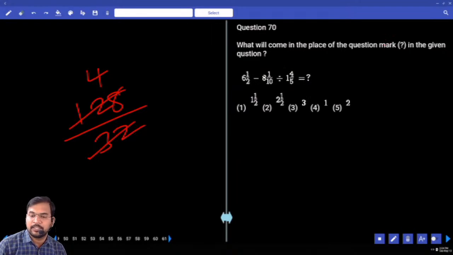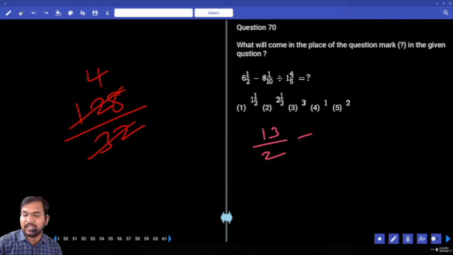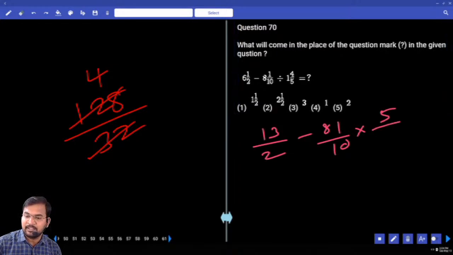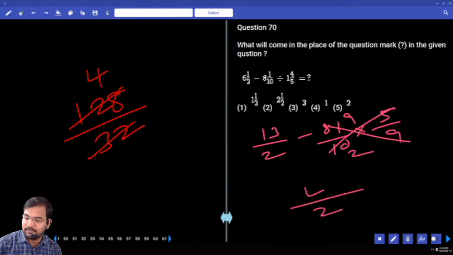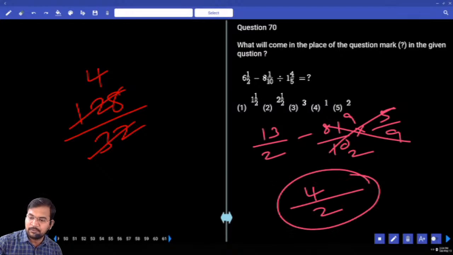Next. 6 1 by 2 we can write as 13 by 2. 8 1 by 10 we can write as 81 by 10 into 9 by 5, but we can write it as 5 by. So 9 9s are 81, cancel. LCM is 2. 13 minus 9, 4 by 2. Your answer is 2.